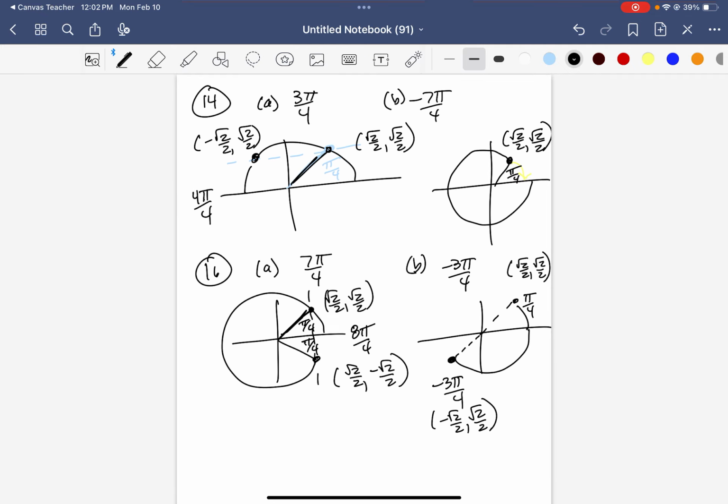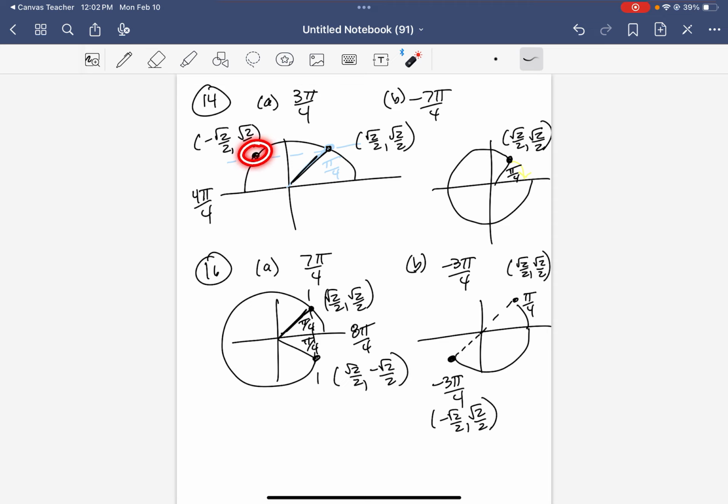So we're just really learning how to think about points in other quadrants in terms of the first quadrant, and we'll do more of that as we go along. See you next time.